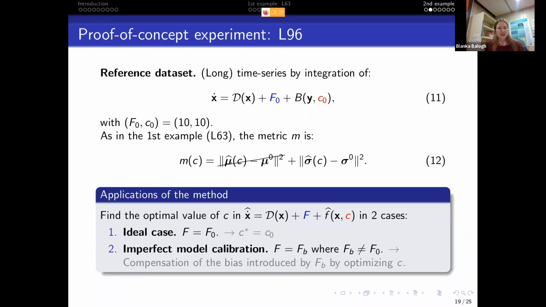And now we can apply the method that I have presented in two cases. The main task will be to find the optimal value of c for the equation x dot hat equals the dynamics of x plus f hat, the neural network parameterization depending on x and c. I will consider two cases. The first case is the ideal case. As you see in the equation in the box, there is a parameter f, and the easy, ideal case is when the forcing parameter f equals f0.